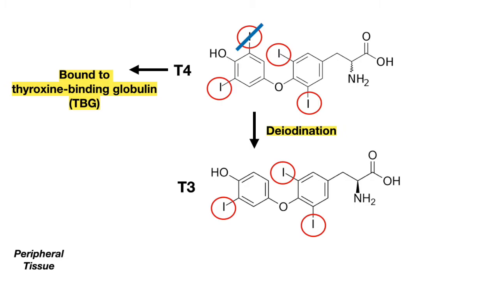Now, the difference between T3 and T4 is that T3 is generally considered the active form of thyroid hormone in that it acts on peripheral tissue. On the other hand, T4 is either bound to thyroxine-binding globulin in the bloodstream, or it undergoes a process known as deiodination in order to produce T3 where it can be active.